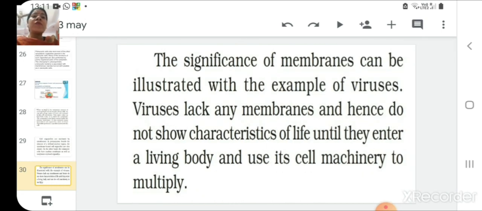The significance of membranes can be illustrated with the example of viruses. Now we all are facing the problem of viruses, so as human beings we should have the curiosity to know about these viruses also. These viruses lack any membranes and hence do not show characteristics of life until they enter a living body or a living host. And once they enter into the body of the host, they use the cell machinery of the host and multiply themselves in the host body.